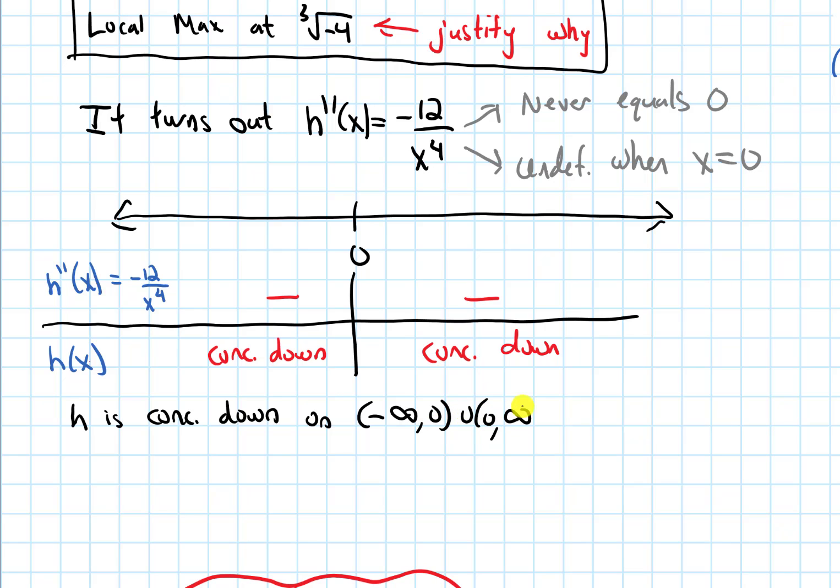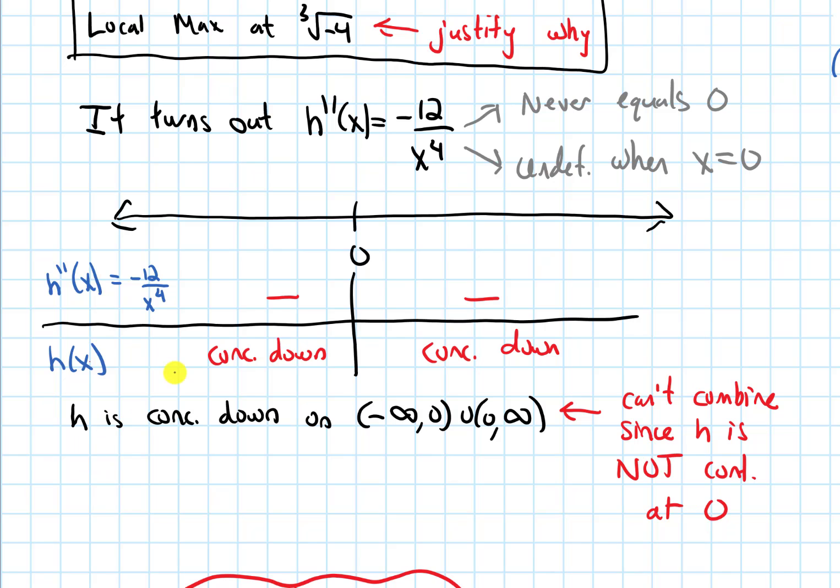And 0 to infinity. I can't combine these even though they're consecutive intervals and the same thing is happening on both, because my original function is not continuous at 0. I couldn't plug 0 into the original function. So we can't combine, since the original function h is not continuous at 0.